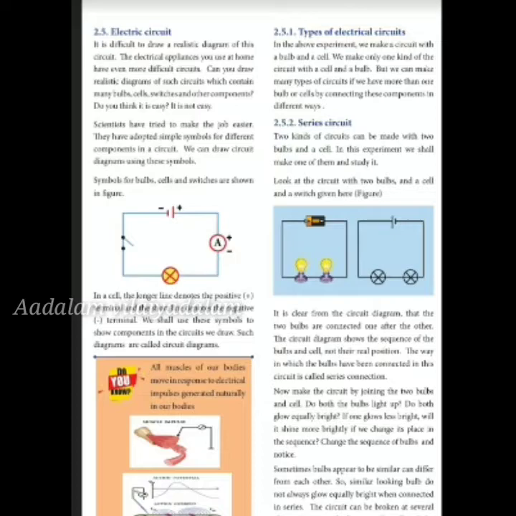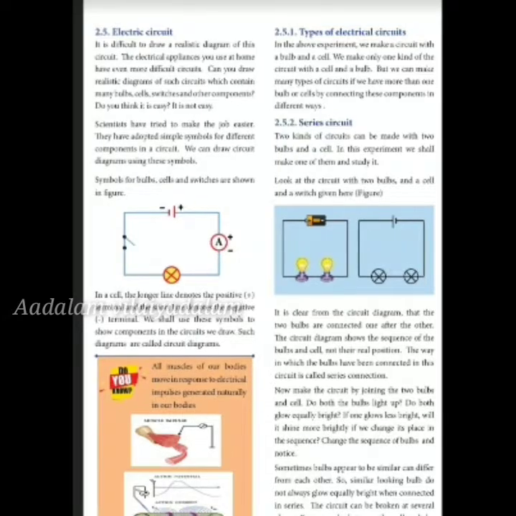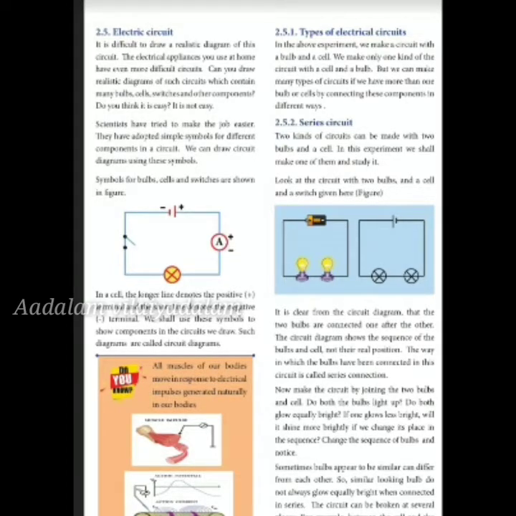Scientists have tried to make the job easier. They have adopted simple symbols for different components in the circuit. We can draw circuit diagrams using these symbols. Symbols for bulbs, cells, and switches are shown in the figure. In a cell, the longer line denotes the positive and the short line denotes the negative. I told you earlier. We shall use these symbols to show components of the circuits we draw. Such diagrams are called circuit diagrams.